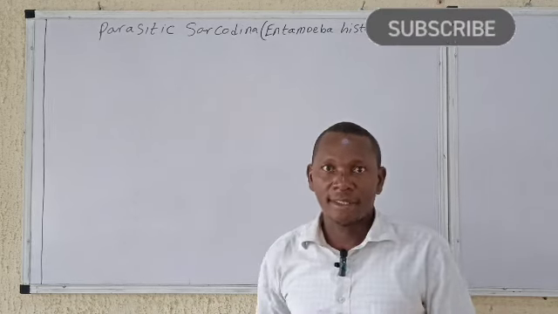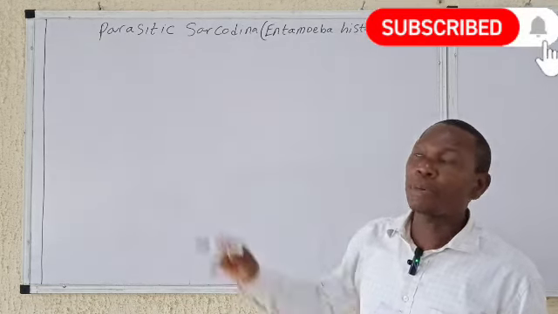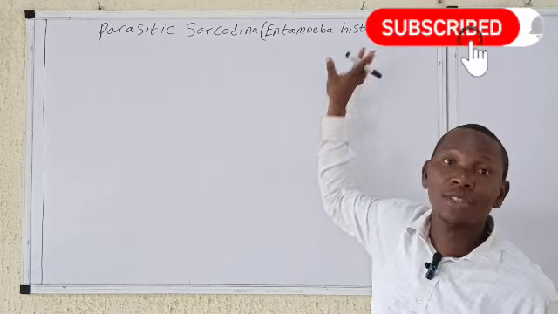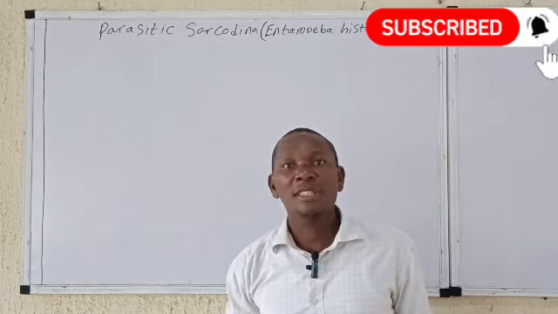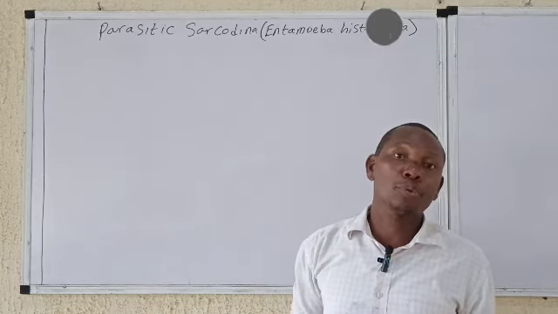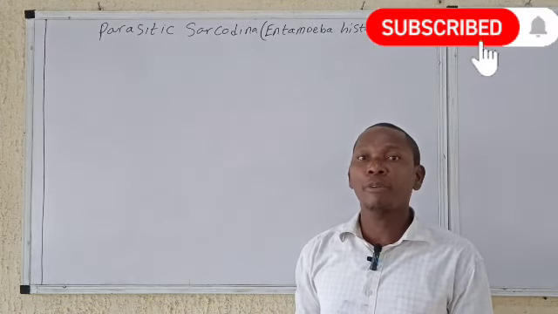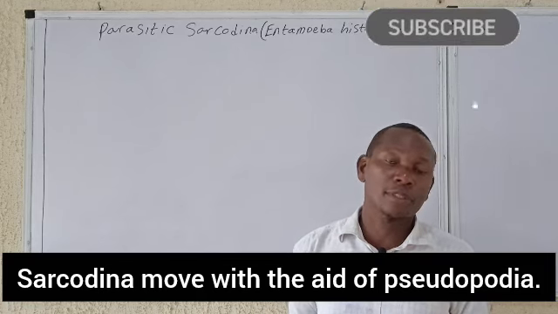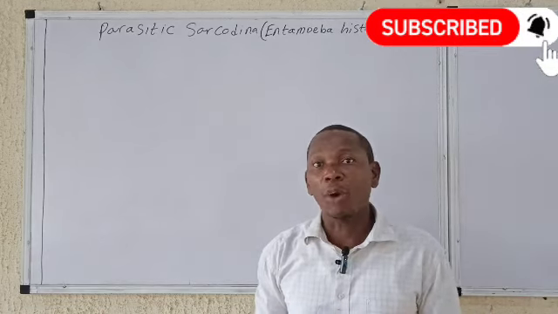Welcome to Science Access. In today's class, we'll be talking about the parasitic Sarcodina. I'll be discussing details about Entamoeba histolytica. The parasitic Sarcodina are actually parasitic protozoas that move with the help of the pseudopodia, or what we call the first foot or first feet, depending if they are one or two.